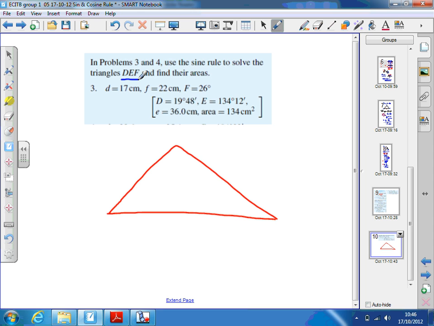Okay, let's call this D, this E, and this F. So therefore, that side is E, that side is D, and that side is F. Then we can put on what we know. We know that little d, the side D, is 17 centimetres, and side F is 22 centimetres. We know the angle F is 26 degrees, and we've got to find the other side, side E, and the missing angles.